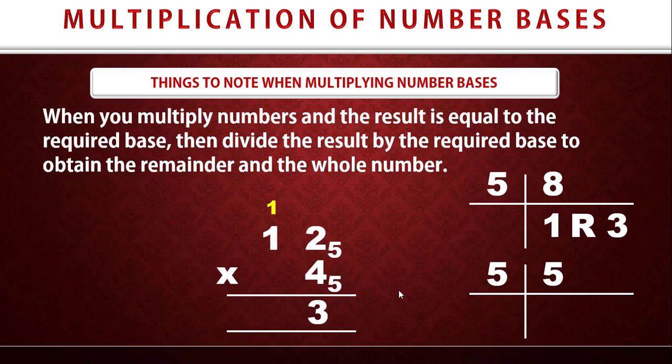So 5 divided by 5. How many 5 will go in 5? 5 will go in 5 one time, and then remainder 0. So what we need to do is write down the remainder, and then carry 1, which is the whole number, to the next stage of multiplication. If there is any number left... because there is no number left, we just write the 1 directly there.